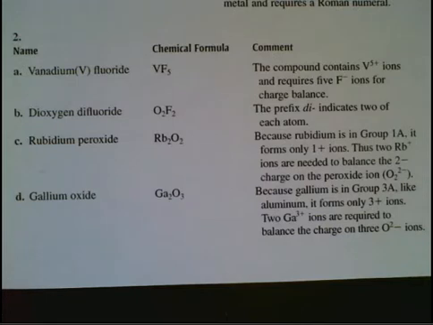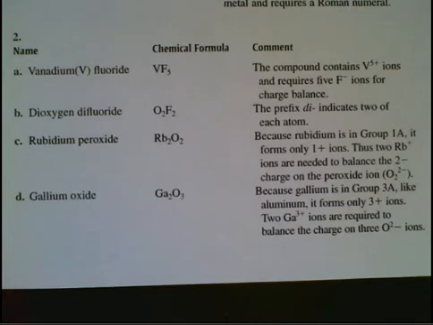B, dioxygen difluoride. I'm seeing prefixes here, so that tells me this is a covalent bond. It's going to be a molecule, with no ions here, so type 3. The prefix di in front of oxygen indicates that there are 2 oxygen atoms, and the difluoride indicates that there are going to be 2 fluorine atoms, so O2F2.